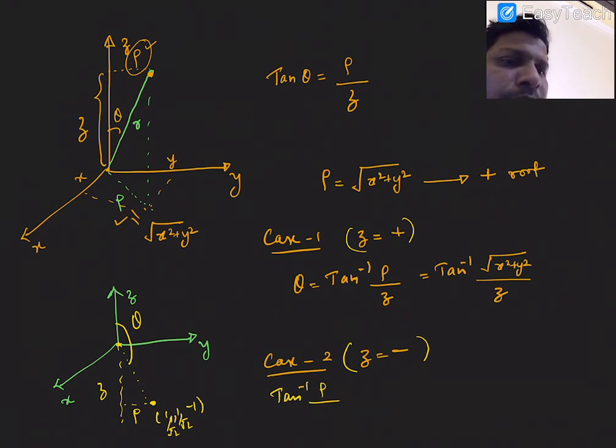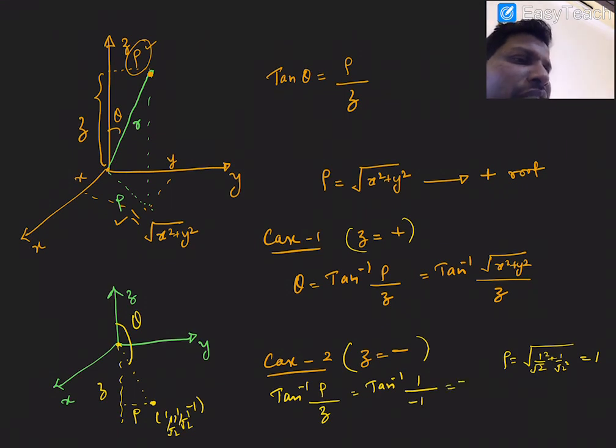rho by z, this will give you tan inverse. What is your rho here in this example? Rho is equal to root of 1 by root 2 square plus 1 by root 2 square. So 1 by 2 plus 1 by 2, this is equal to 1. So you will get it as 1 over z, and z is equal to minus 1. So you will get it as minus 45 degrees. But minus 45 degrees means this is the angle, this is 45 degrees. That's what we are getting.